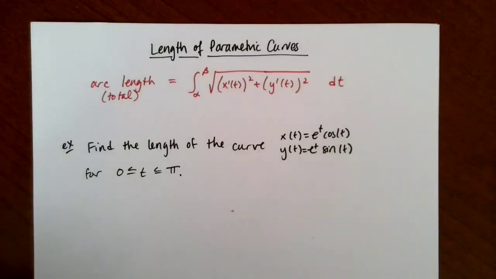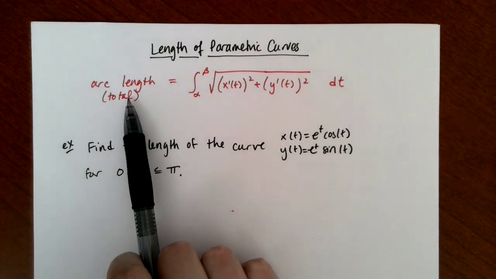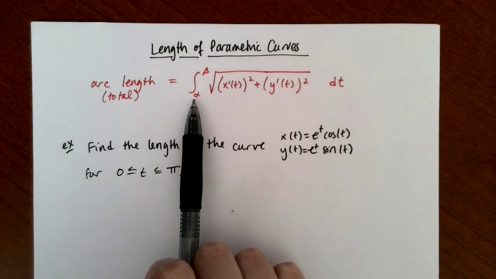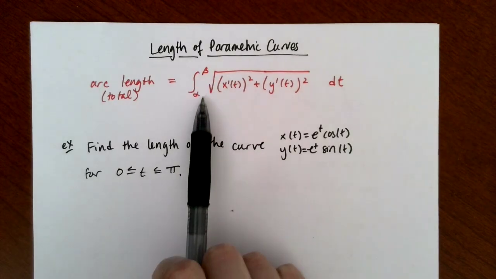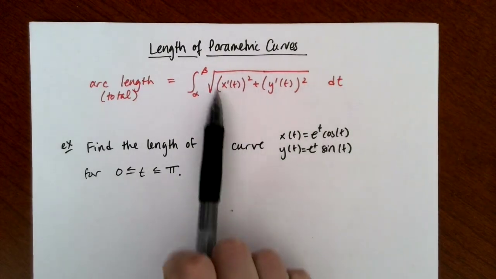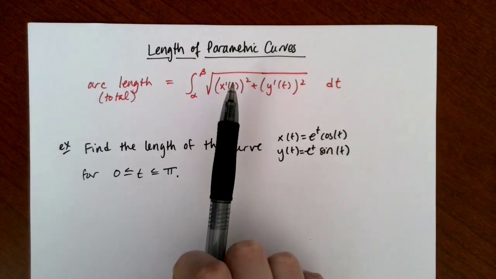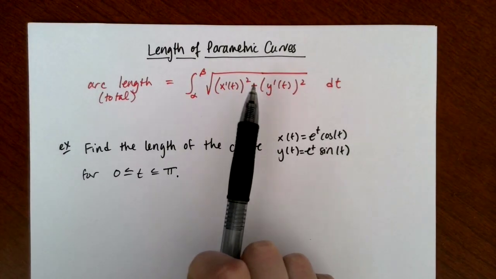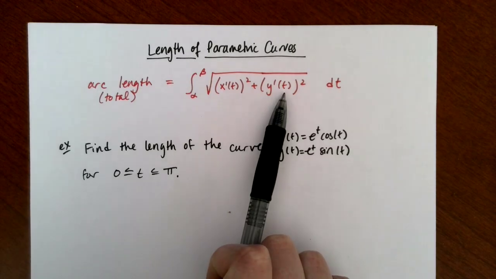Let's talk about the length of a parametric curve. To compute the arc length of a parametric curve, you integrate from alpha to beta. These are your time values of this formula right here: the square root of the x formula's derivative squared plus the y formula's derivative squared.